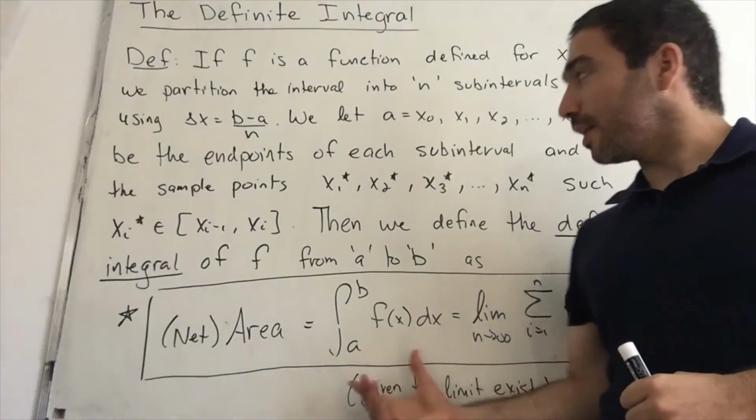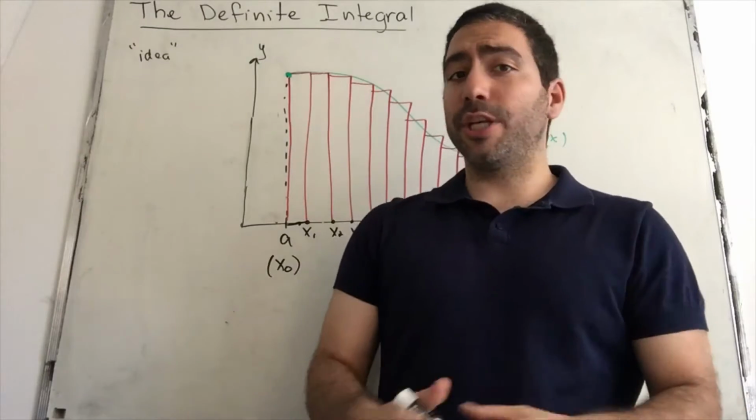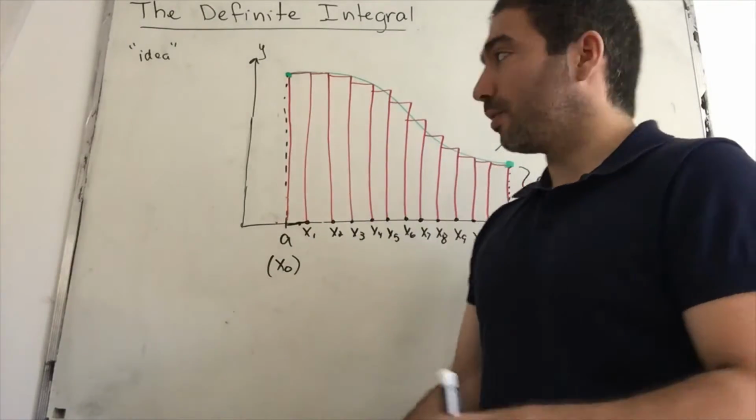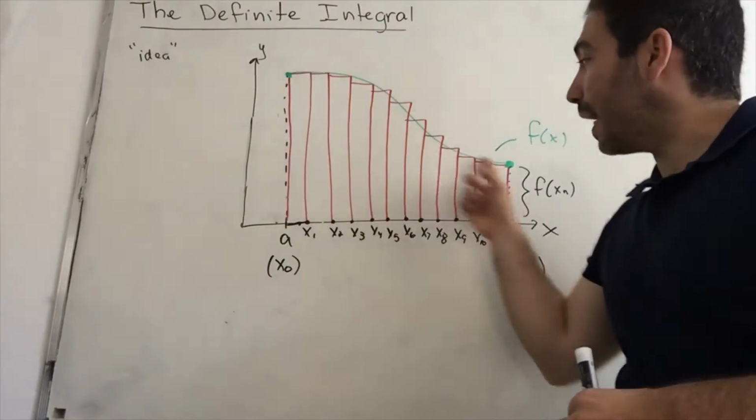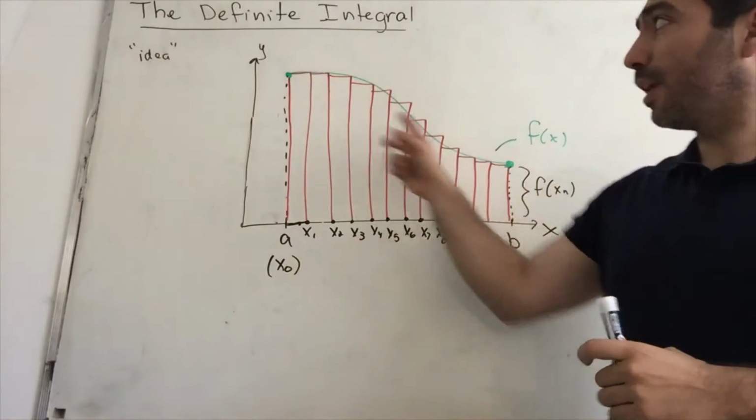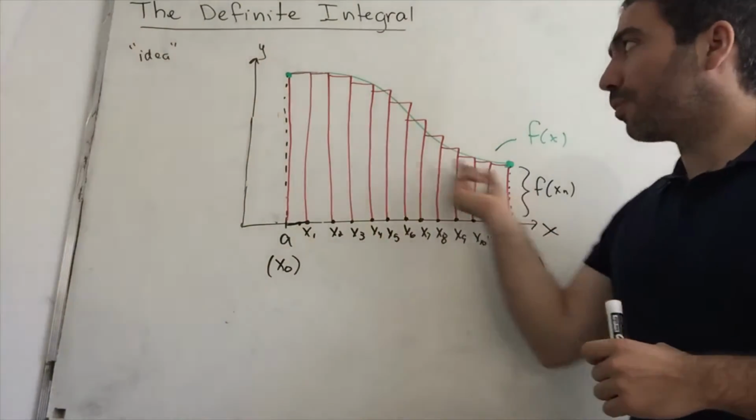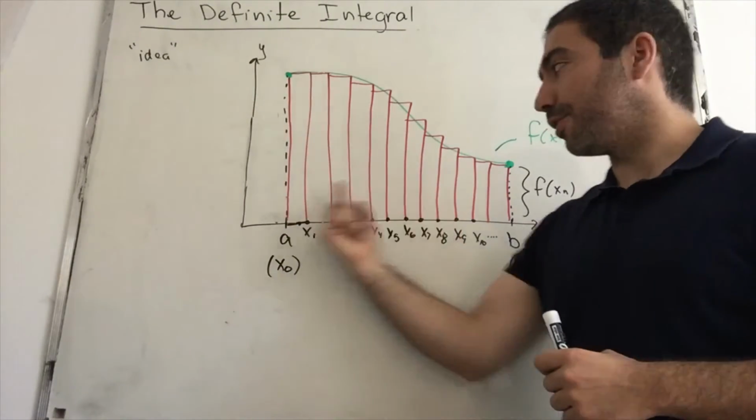Okay, let's go ahead and look at an illustration of what this is telling us. The geometric interpretation of the definite integral is that we're approximating the area under the curve of this function f of x. We have this green function here, f of x, and we're creating these small little red rectangles to approximate the entire area under the curve.